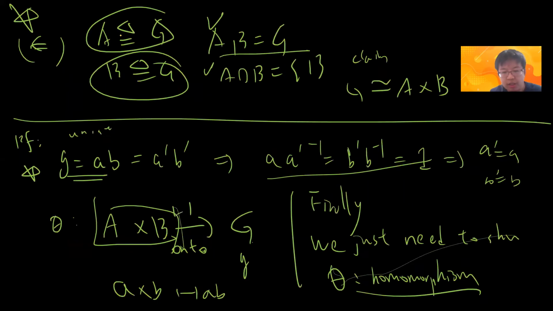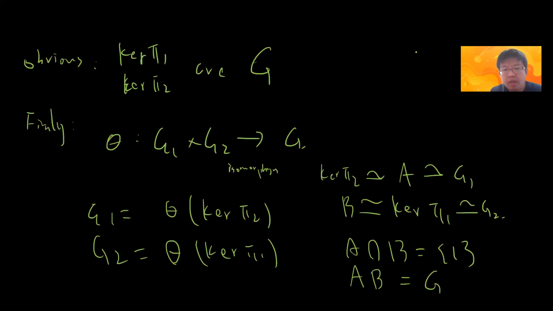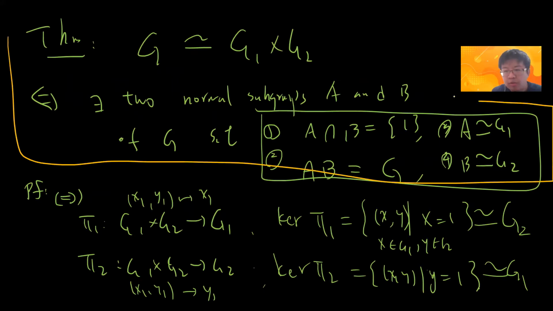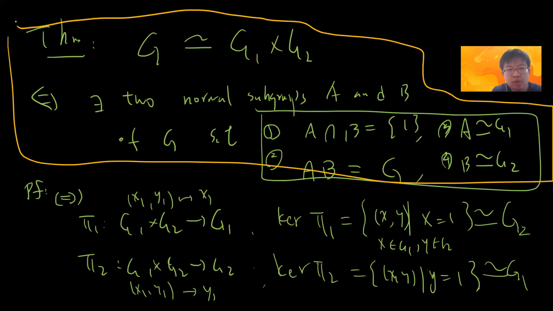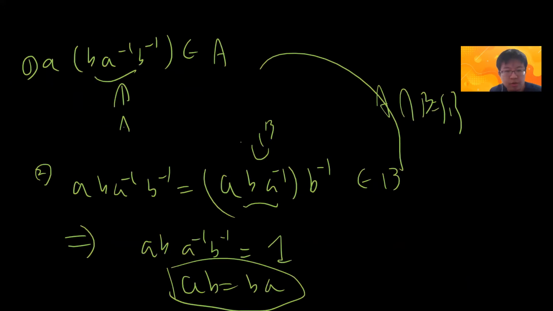Okay, so theta is a homomorphism, one-to-one and onto. So basically we prove this theorem. This theorem is usually used to determine whether a group can actually be written as a direct product. Okay, yeah, so this is the whole proof. Okay, so actually from here we can immediately get one result, the theorem.